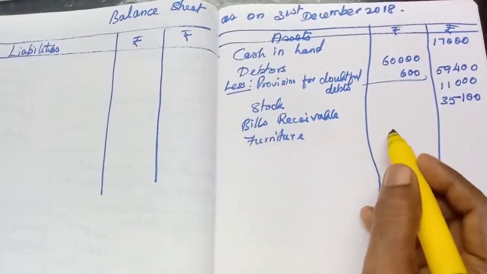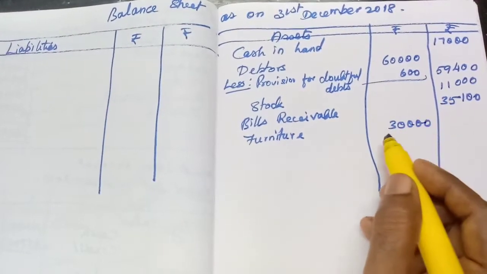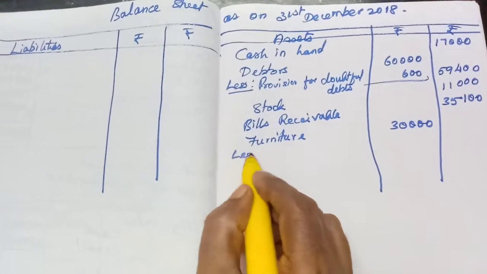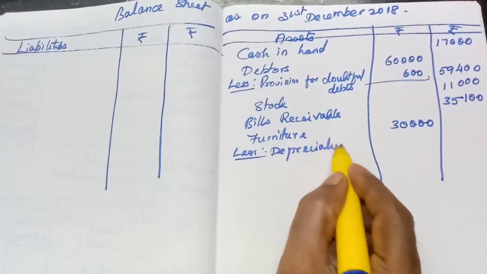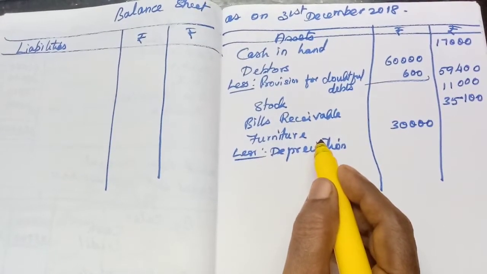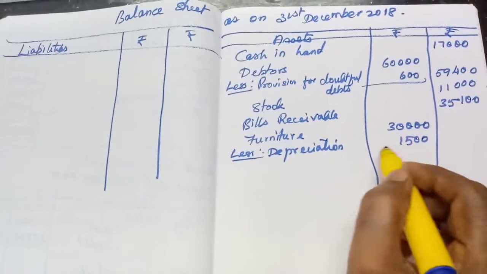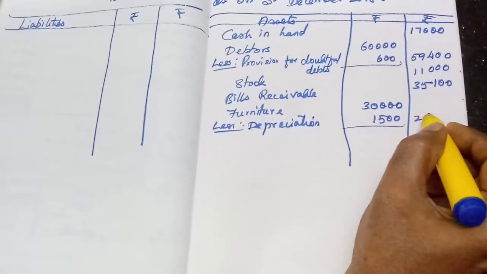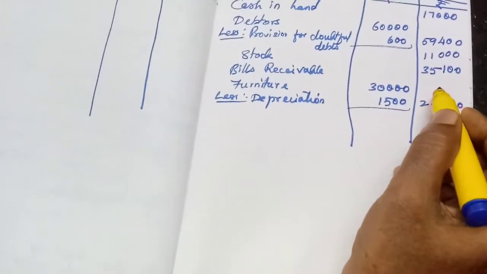Now the last, that first one, furniture. Furniture 30,000. There is depreciation. Isn't it? Less depreciation. Depreciation how much? 5% we calculated, 1,500. So 28,500.